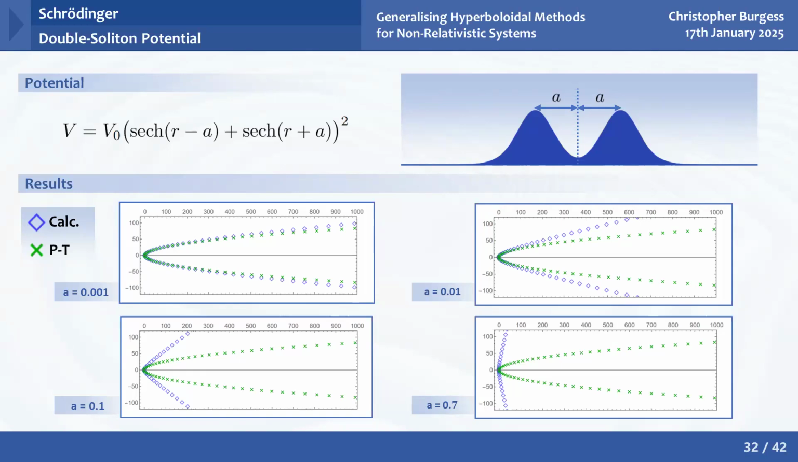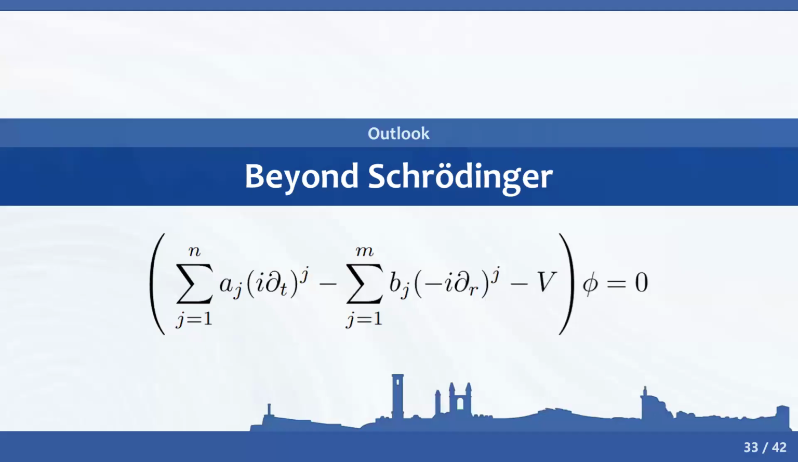But one of the interesting things about this potential is that there's now this well between the two peaks, and so there are interesting things about quasi-bound states and quasinormal mode frequencies that arise here. Okay, so that's everything I wanted to say about the Schrödinger equation.